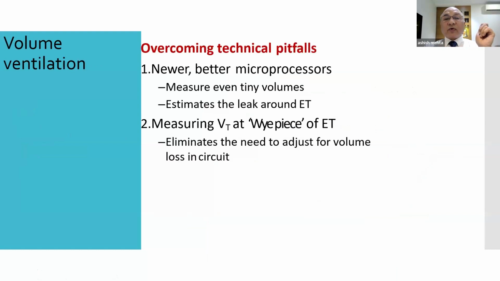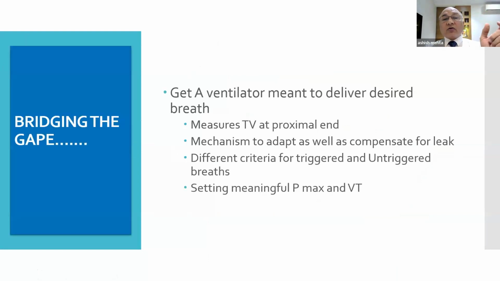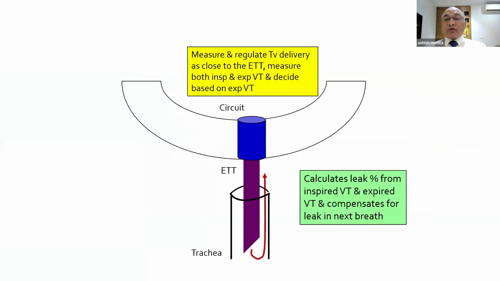So these are the different problems. How can you do that? A better microprocessor is required. And you need a Y piece or T piece at the endotracheal tube to measure tidal volume. That will help us. So how can you do that? Get a ventilator meant to deliver the desired breath. This is what you can do. Nothing great about it. You can measure and you can calculate.